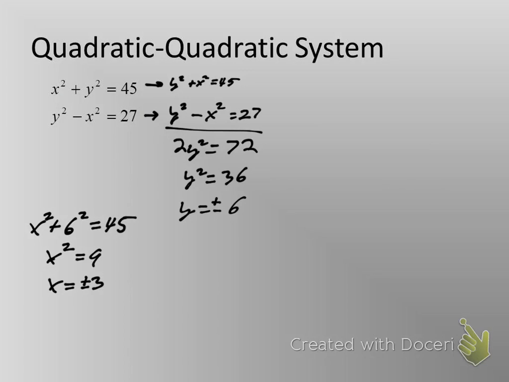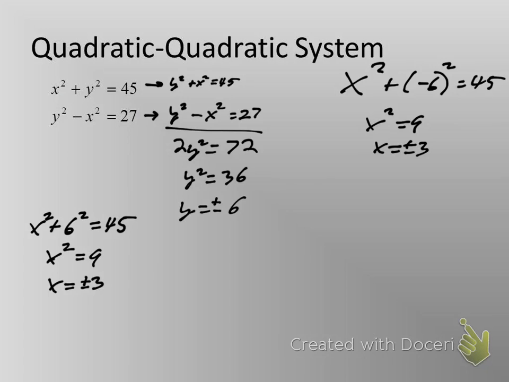And then go with negative 6. I'm going to do that up top over here. I know I'm going all over the place, but that's kind of how the day goes. X squared plus negative 6 squared equals 45. X squared equals 9. X equals plus or minus 3 once again. And that is common, but you got to make sure you get all 4 of those points.